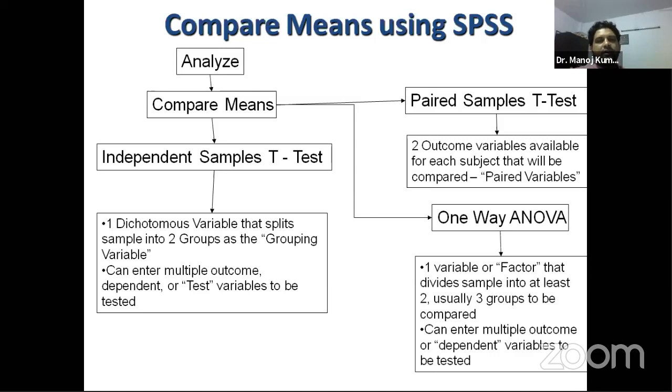And the third one is the one-way analysis of variance. Once you have one sample, two samples, and three samples, how can you do the analysis? If you have three samples or more than two samples, then you can go for one-way ANOVA.